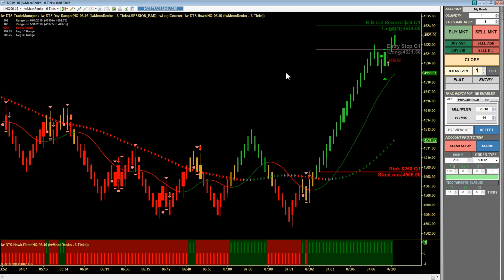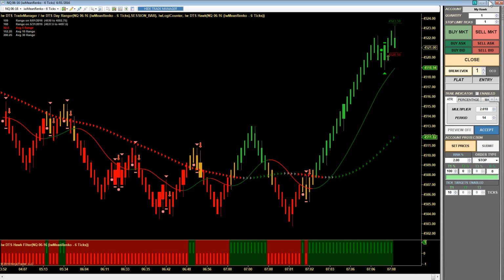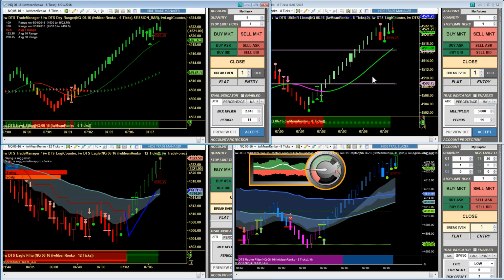So what the DTS system does is it gets around that problem by giving you 3 different tools. You have a tool to take advantage of the market when it's just in scalp mode, when you're not getting any follow through. You have a tool to take advantage of the market on swing signals, and you have a tool to take advantage of the market on trend signals.